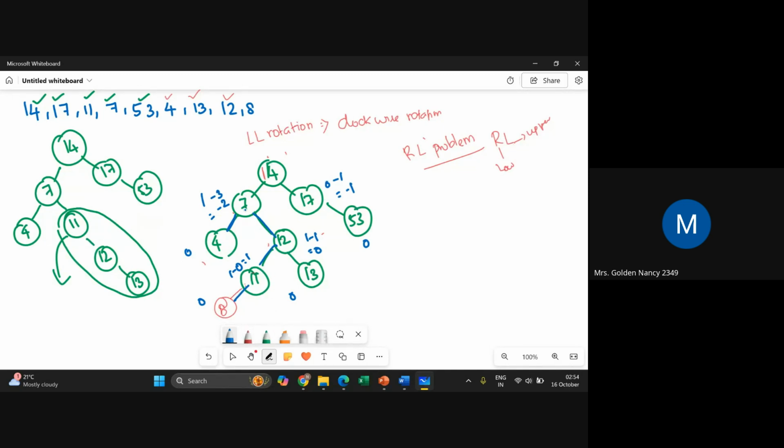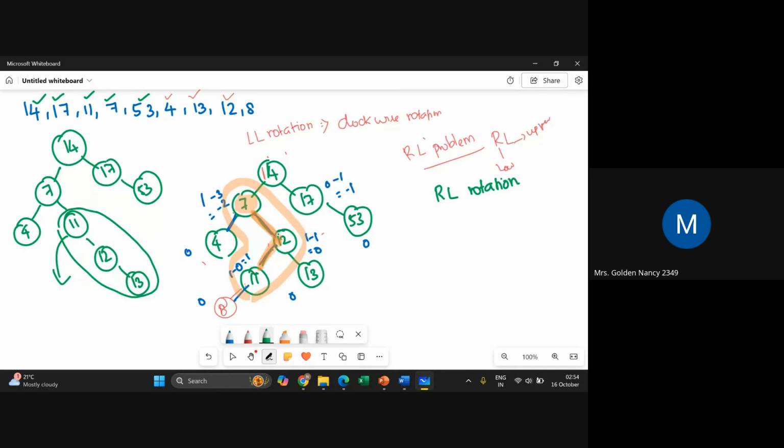Which node is violated? You have the violation in this node. Why is it violated? Because you have inserted a node in the right of the left side. So your problem occurred among these three nodes. What rotation do you have to do? You have to perform RL rotation again, that is right of left subtree rotation. How will you do right of left rotation?